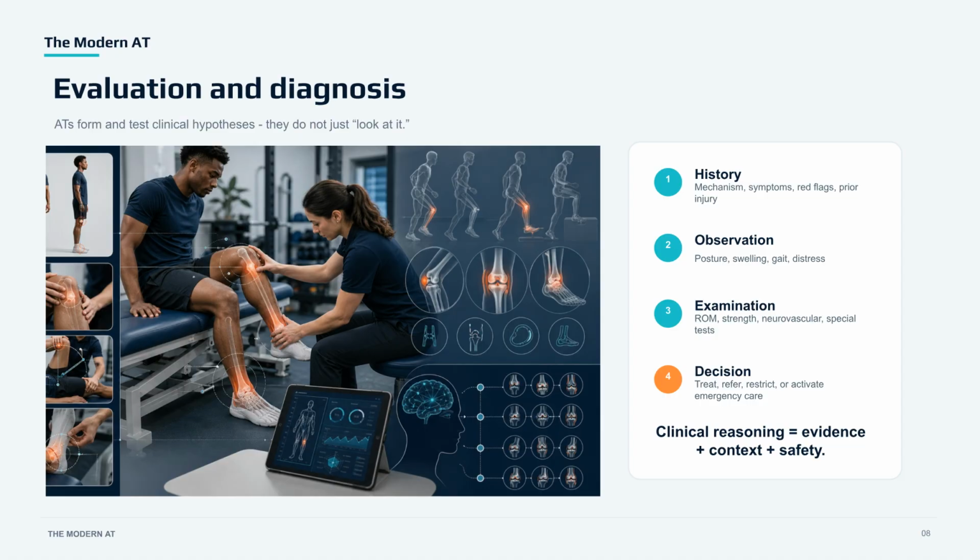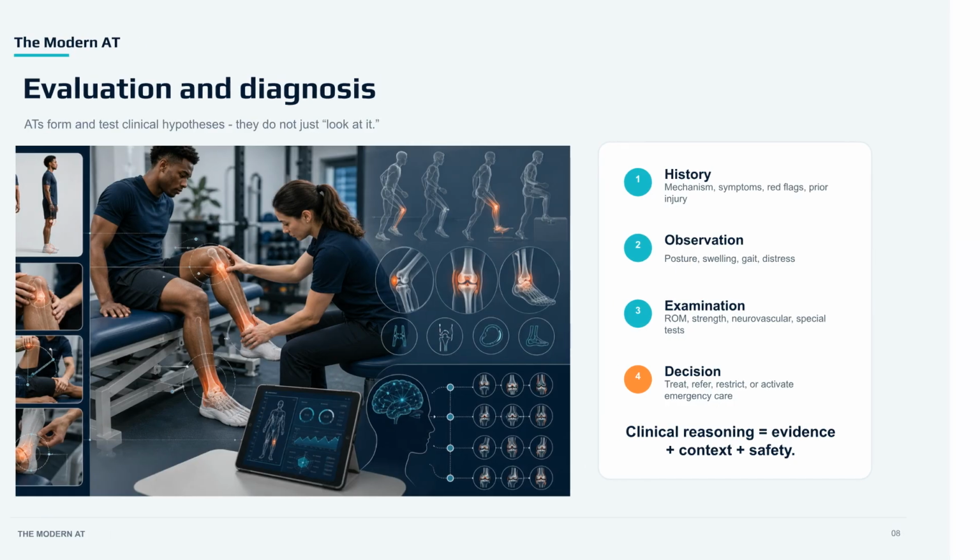When an athlete is injured, the athletic trainer begins clinical reasoning, not just looking at the injury. The process includes a thorough history, observation, and examination. The AT then makes a decision on the appropriate next steps, guided by evidence, context, and patient safety.